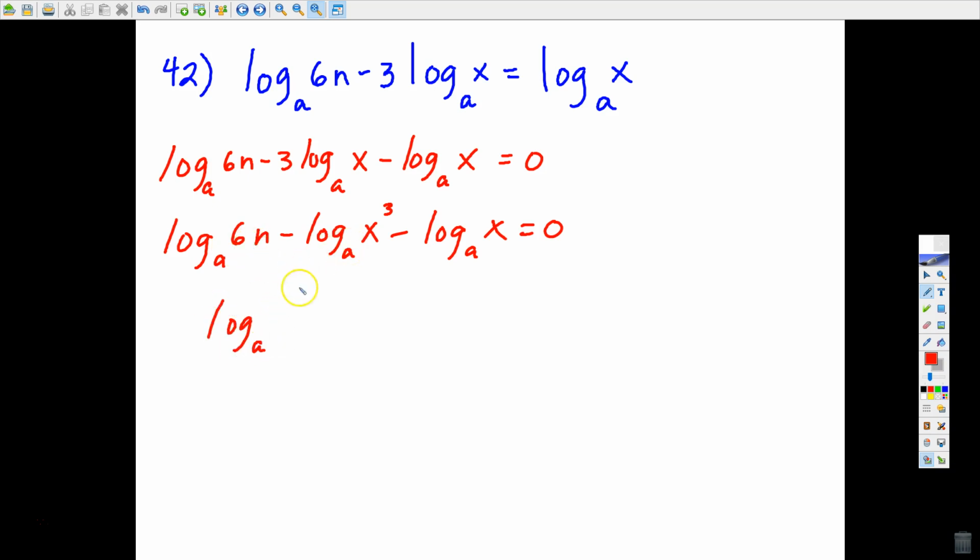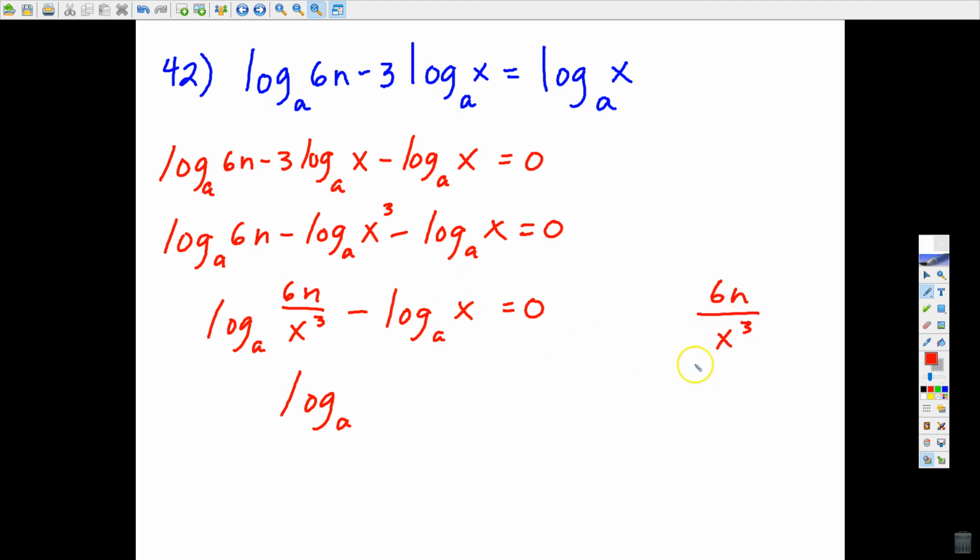Log base a of 6n over x cubed, and I'm just going to bring this one down. Just going to do them two at a time. Okay, and once again, we're going to divide these. But remember, again, it's like saying 6n over x cubed divided by x. And dividing by x is like multiplying by its reciprocal, 1 over x. So that's going to give us 6n over x to the 4th.